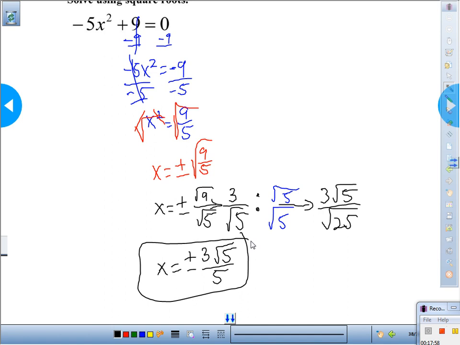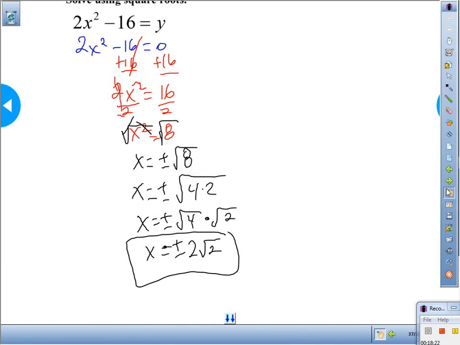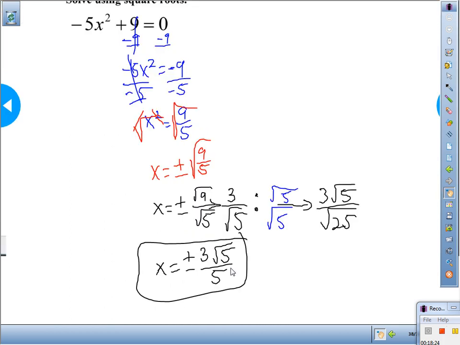So let's think about the process. There were 3 steps, but now we're adding one last step. Think about the previous example and this example. What would we call that in general terms, that last step? Simplify. So now we have our 4 steps. Step 1, y equal to 0. Step 2, iso the variable. Step 3, square root. And step 4, simplify.